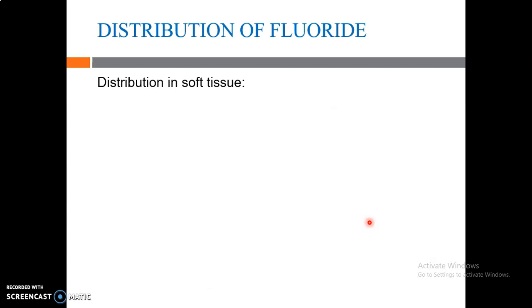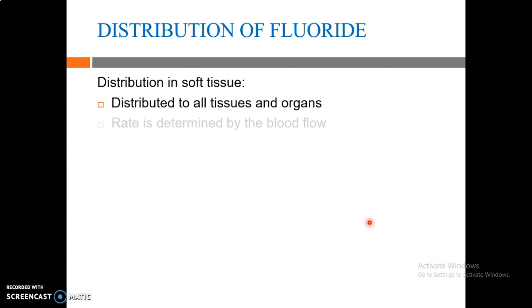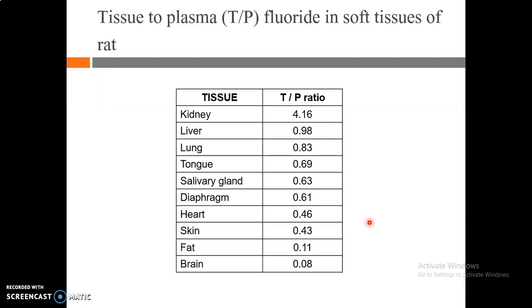The next is distribution. Distribution first occurs in the soft tissue. When we talk about the soft tissue, it is distributed to all tissues and organs, and the rate of distribution is determined by the blood flow to the organ. So this table shows the tissue to plasma fluoride concentration. The highest is the kidney, and the next is the liver. So this is directly proportional to the perfusion of the soft tissues. The least here is the brain.